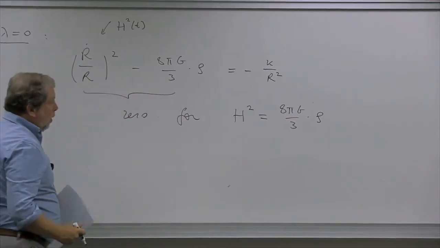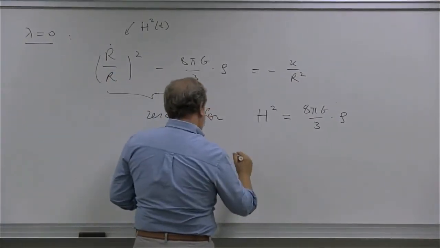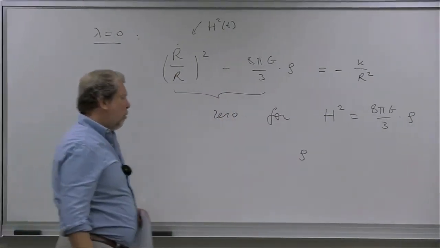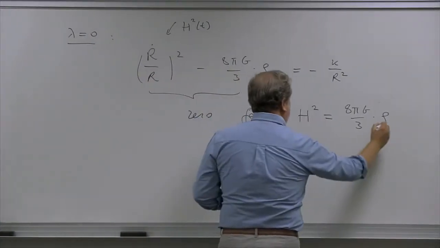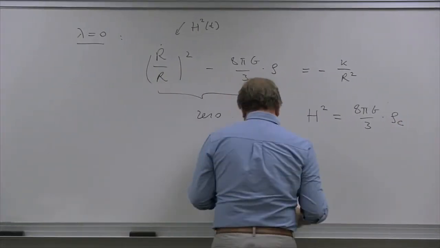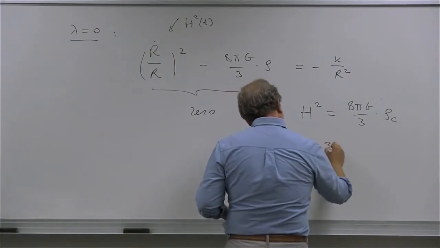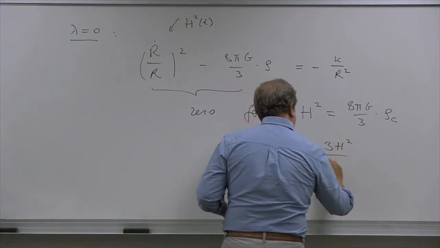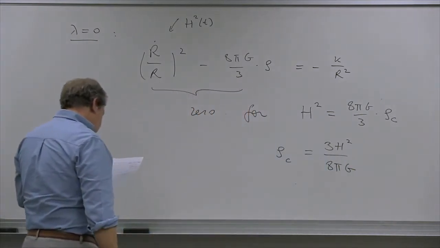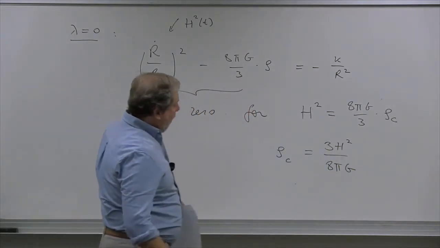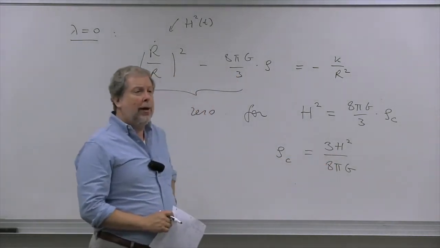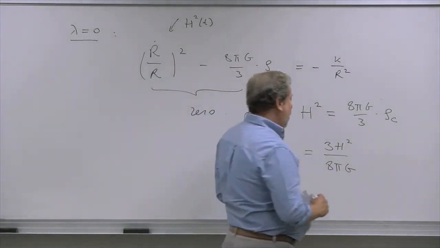Times rho. And so we can solve this for a specific value of rho, which we call rho critical. So rho critical is equal to 3 times Hubble squared divided by 8 pi G. And that is again a quantity that depends on H and therefore depends on the time.